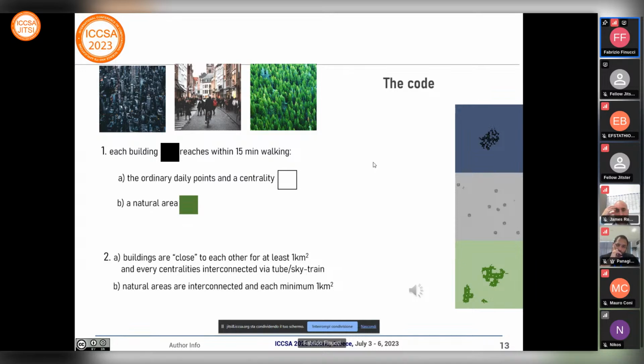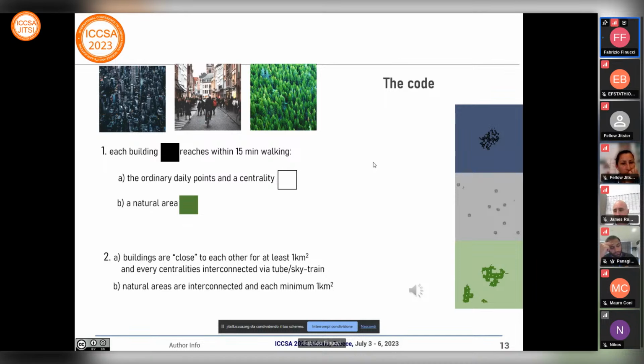The point number 2: buildings should be closed under aspas. Closed under aspas because it is a general idea that you can implement by using different parameters as you wish. So buildings should be close to each other for at least 1 kilometer square. This is to avoid the overall urban dispersion. And every centrality should be interconnected via public transport, ideally underground or SkyTrain, in order to leave free the land. For the point number 2B, natural areas are interconnected and each minimum 1 kilometer square.